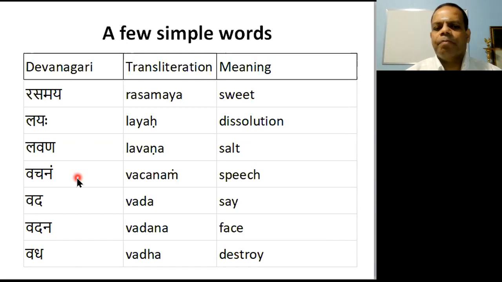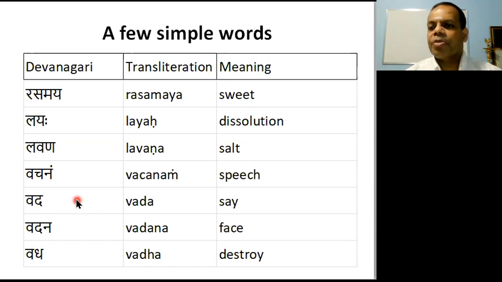The next word is vachanam. I think all of you will know. Make sure that the second letter is the first ja. Vachanam. No stress. A speech.